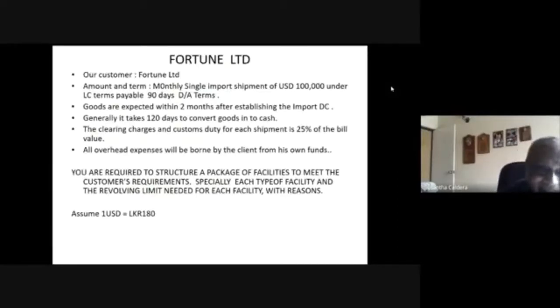Then write: goods are expected within 2 months after establishing the import LC. Goods are expected within 2 months after establishing the import LC.